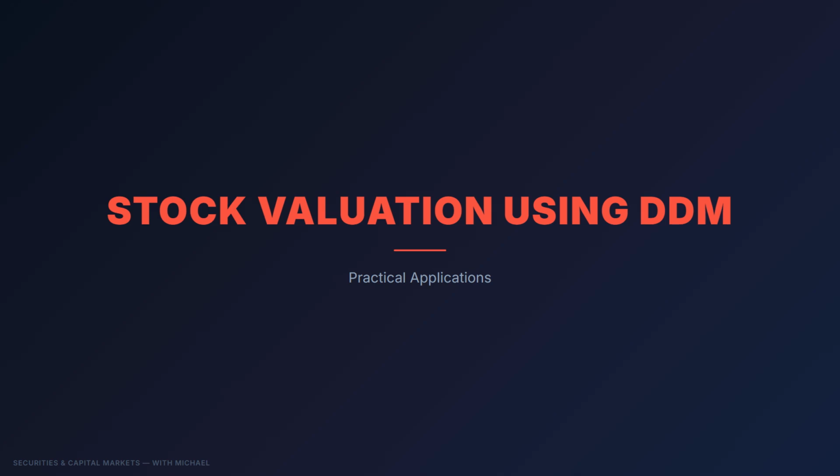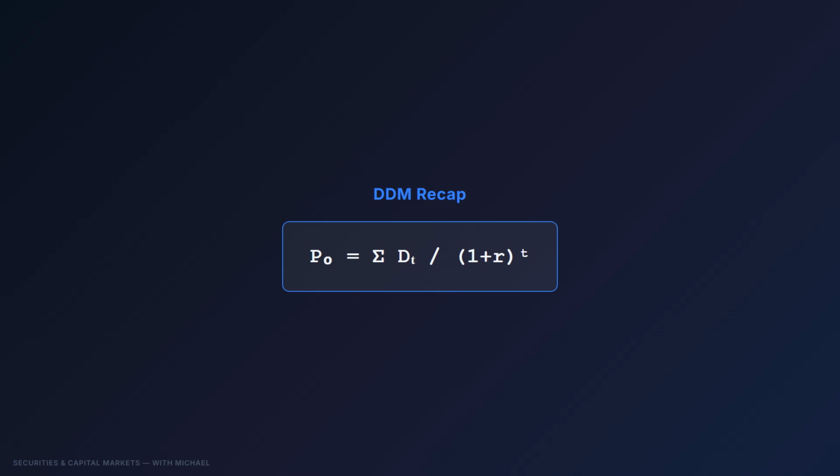In this lecture, we'll apply the dividend discount model to real stock valuation problems. We'll work through detailed examples showing how to calculate stock prices using expected future dividend streams. Recall that the DDM formula says the stock price equals the sum of all future expected dividends, each discounted back to the present using the required rate of return R. Today we'll apply this to multi-period valuation problems.